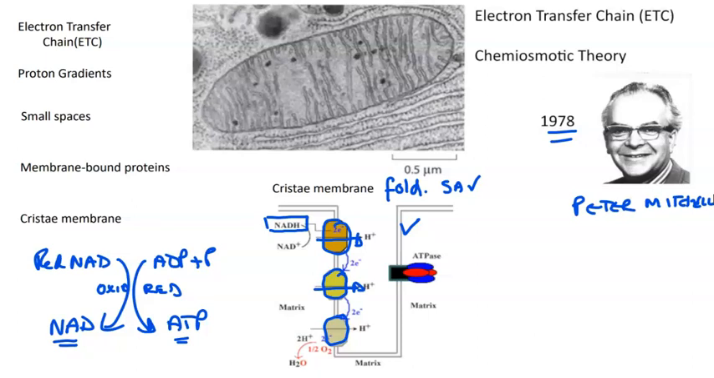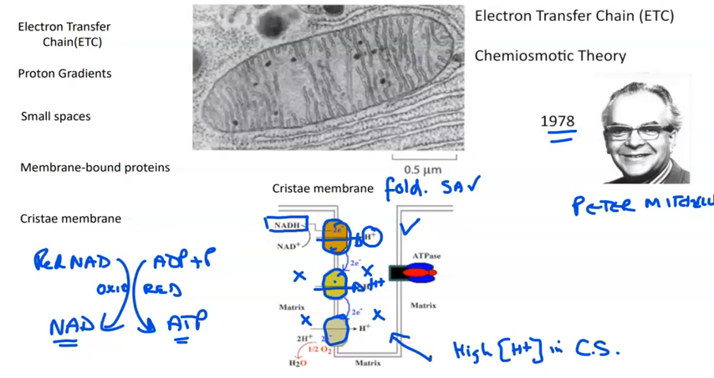The electrons power the first pump, pumping the protons into here. The electrons then pass to the second protein pump, with more protons taken from the matrix into here. The electrons then pass to the third pump. Once more, the protons are pumped from here into here. And so by the end of this process, we end up with a high concentration of protons, hydrogen ions, in the cristae space.